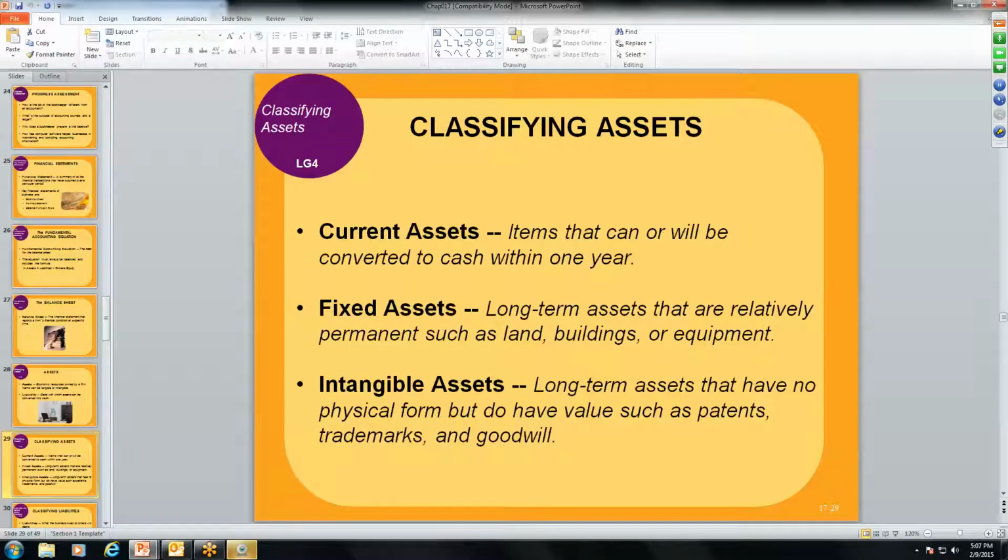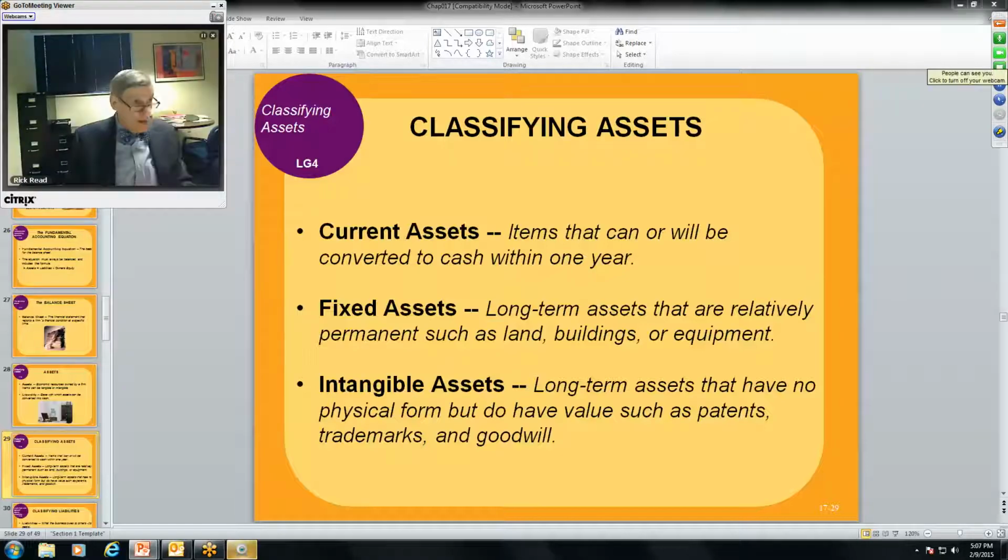Now, we have to classify assets. All assets are not equal in classification. Current assets means something we can turn to cash in less than a year. Fixed assets, these are things that are around for a while and they're permanent. They're different. Their value, for the most part, does not increase.